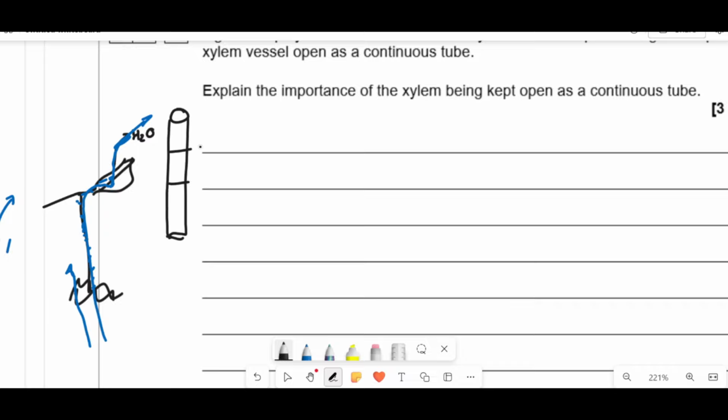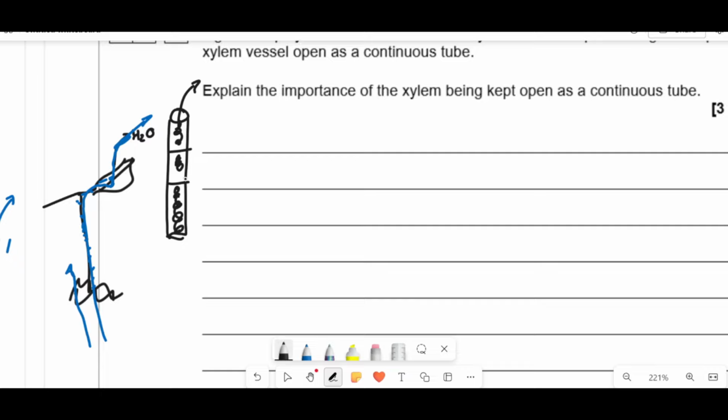Whereas if it had like this and this, then that can cause problems. So you need to think in your head, why is it useful to have just a continuous open tube? Well, if we have this water column trying to get through it and we have breaks in it, then the water column is going to break. So if I have water here, for example, and a bit of water there, and then water here, if that gets yanked up, that's not going with it.